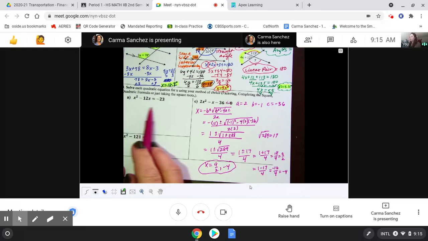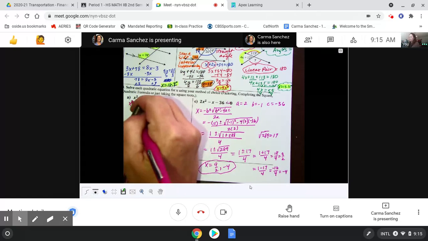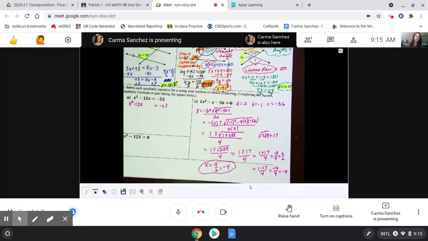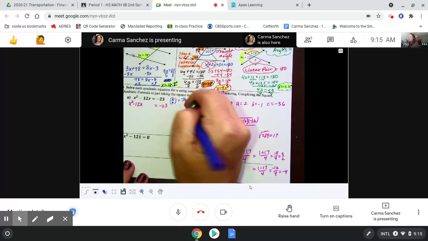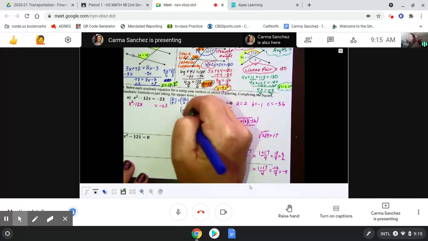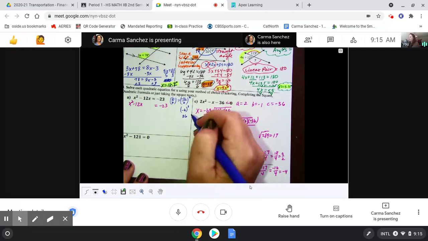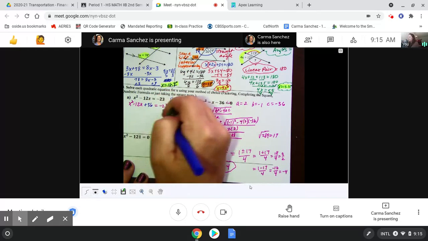Now let's go look at this one. You could add 23 to both sides to make it equal to 0 and do it the same way, but this is nicely set up to complete the square. Step 1, make space. Step 2, go off to the side and do the B work. So negative 12 divided by 2 is negative 6. Negative 6 squared is 36. This B work tells me what I'm going to be adding to both sides.